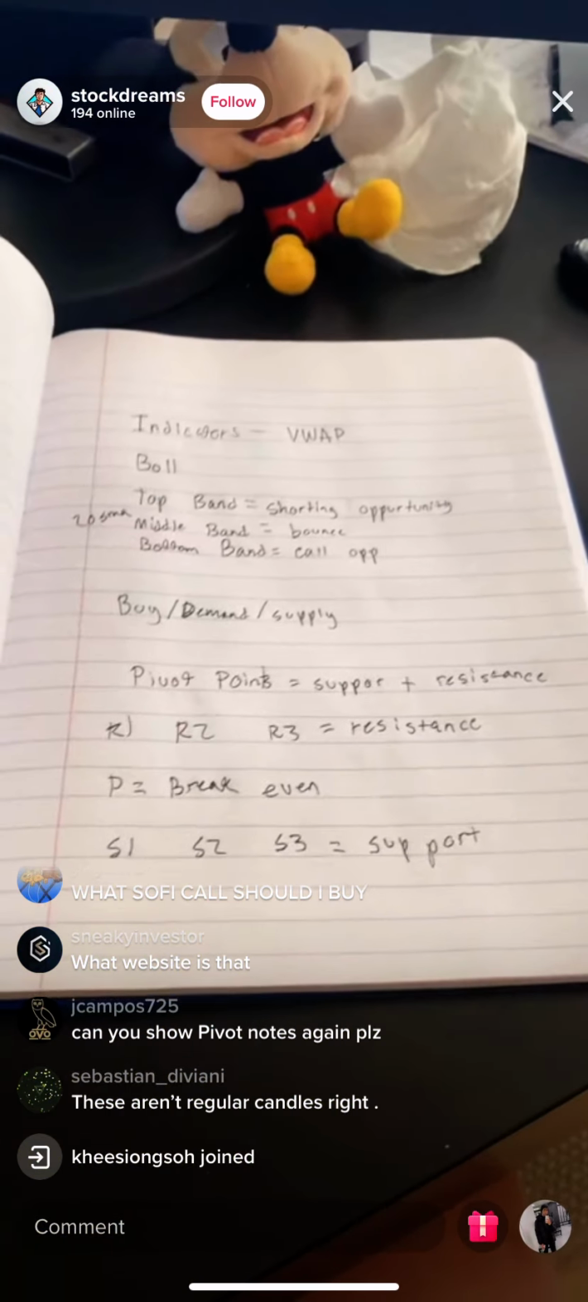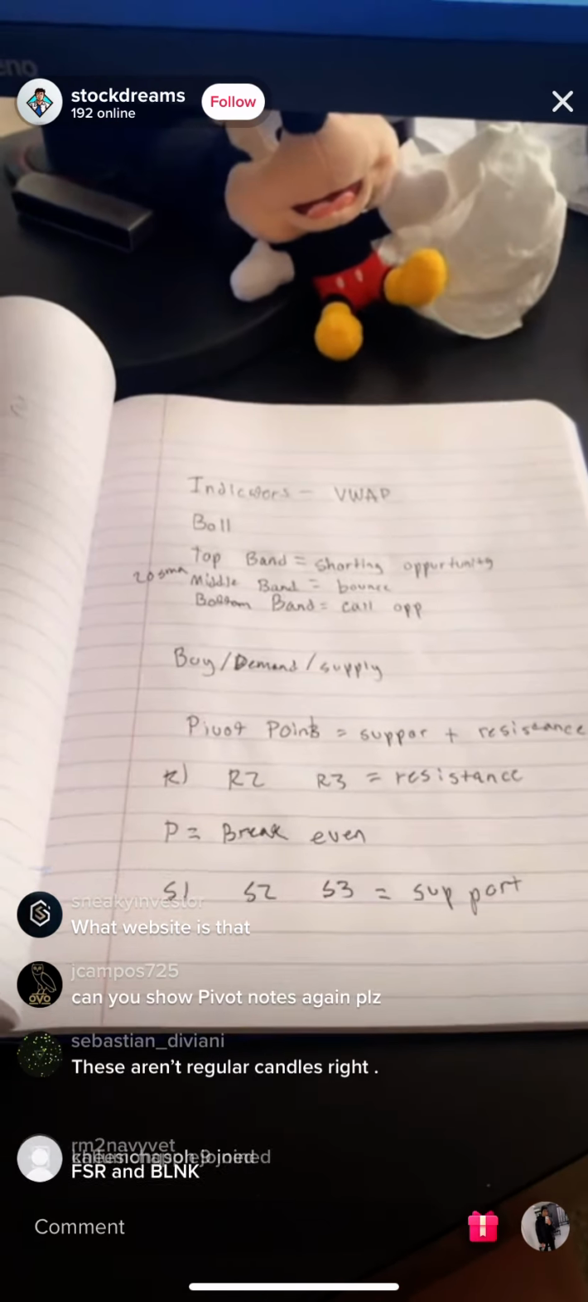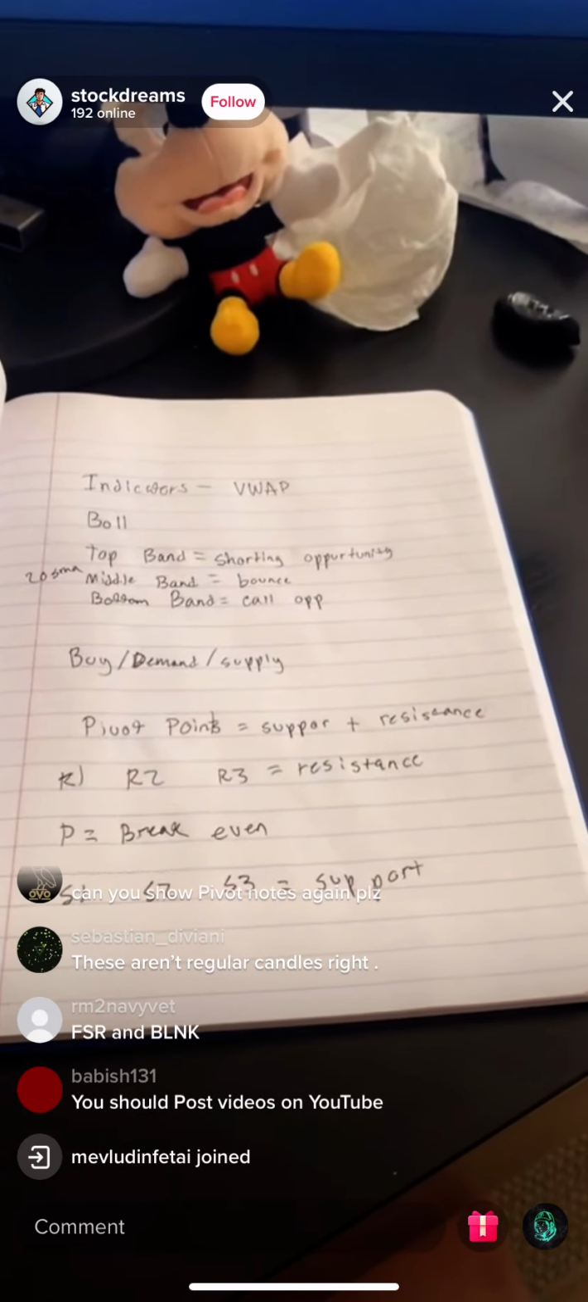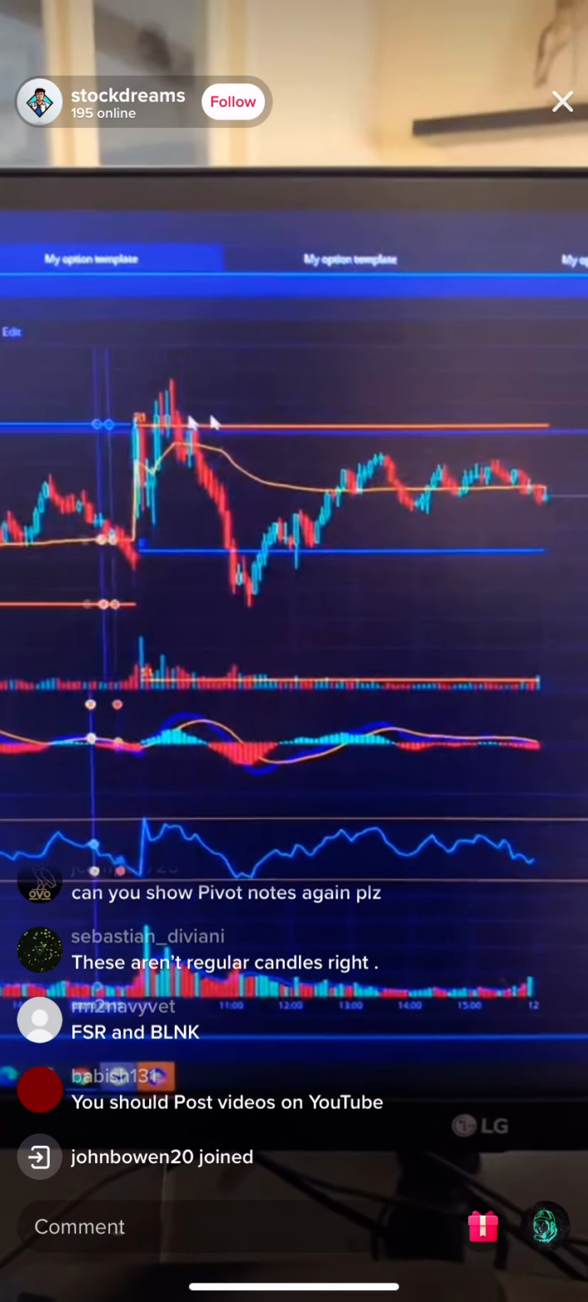Yeah, here are the notes. The website for that is called Webull Desktop. These are regular candles. Yeah, these are regular candles.